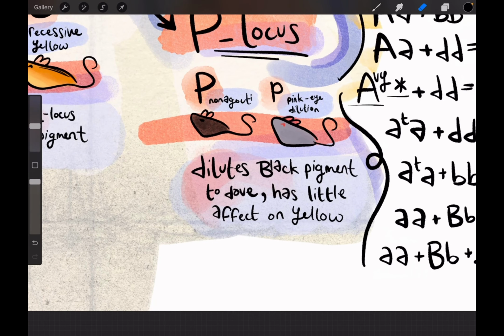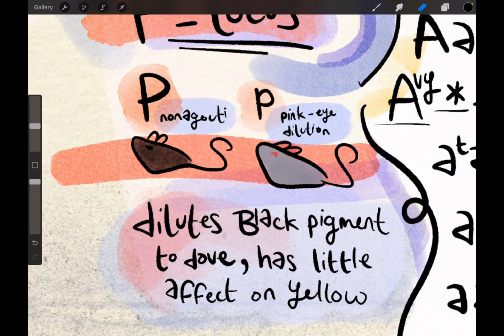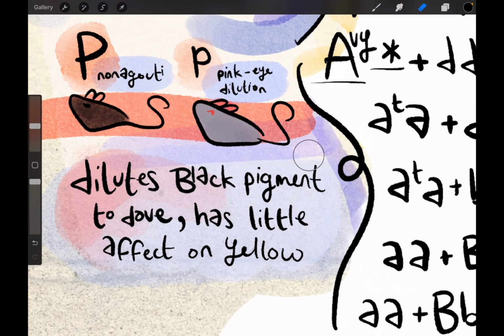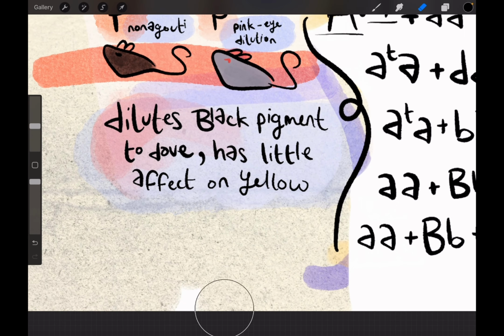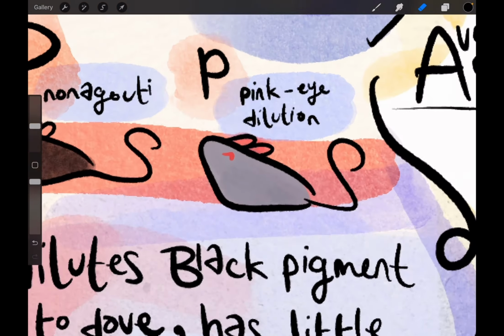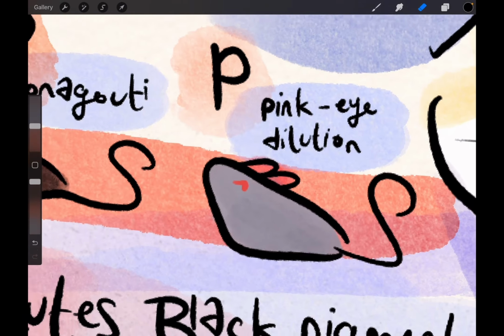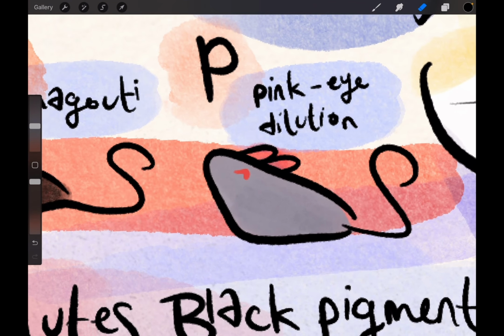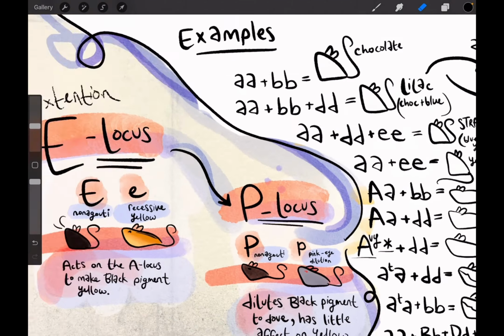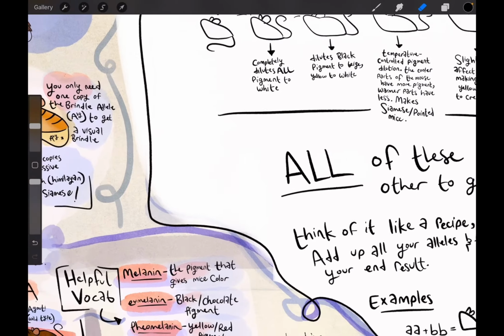So pink eye dilution, for that reason, is, I feel like, something a lot of people have a love-hate relationship with, because you can get those really amazing, striking mice that look super fancy and cool, but it also can do some really weird stuff. And that's because pink eye dilution is actually really close to the C dilutes that we're about to get into.